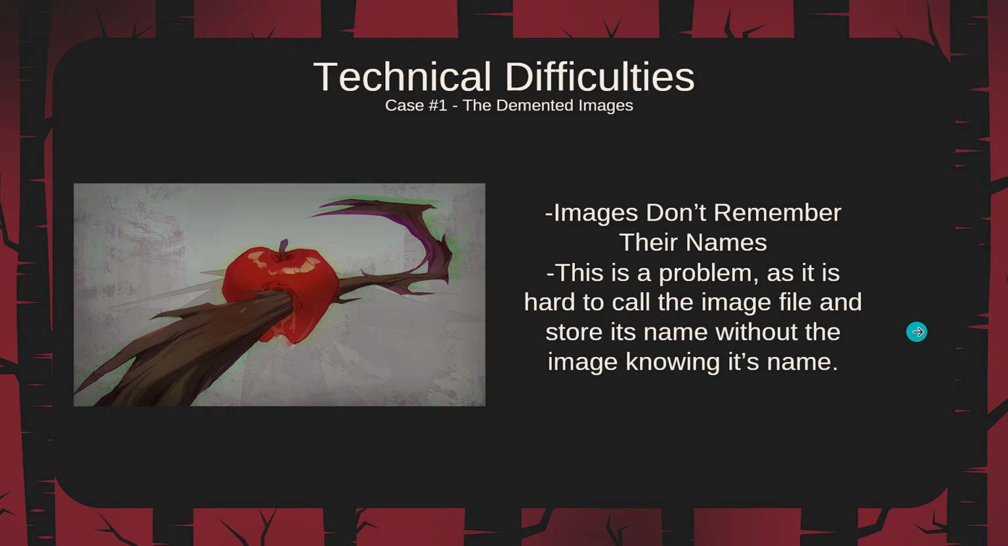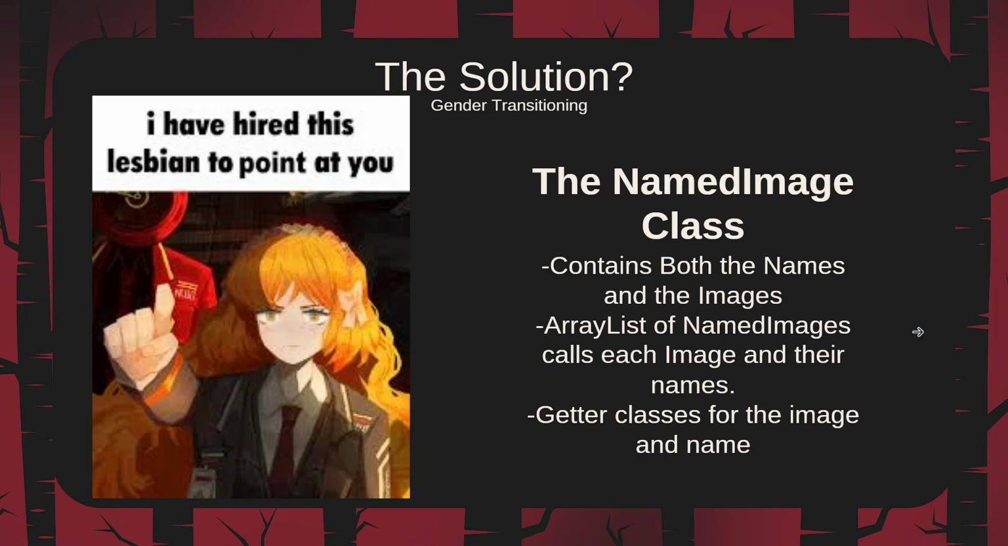So the solution to this is that we have transitioned the images to a new gender, the NamedImage class. So this contains both the names and the images. And as I said, there's an array list of named images, and there are getters for the name and the image. This makes it really easy to get the name of the image and the image itself.